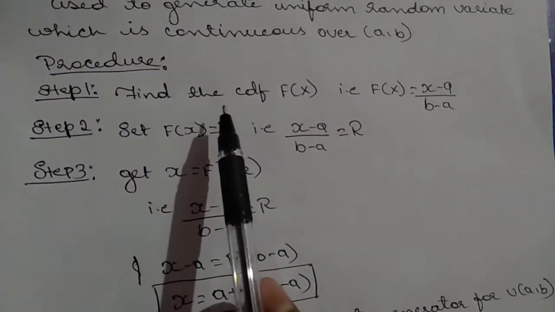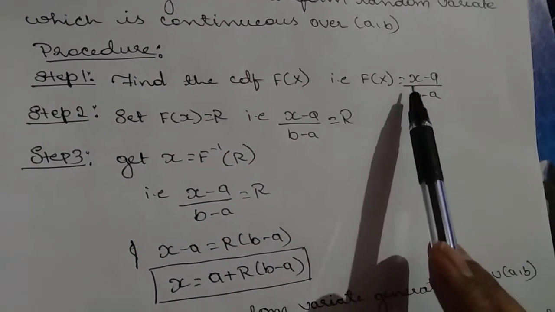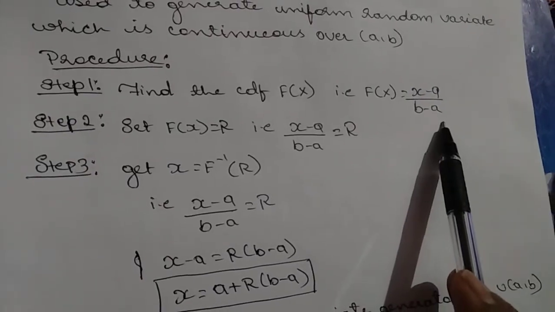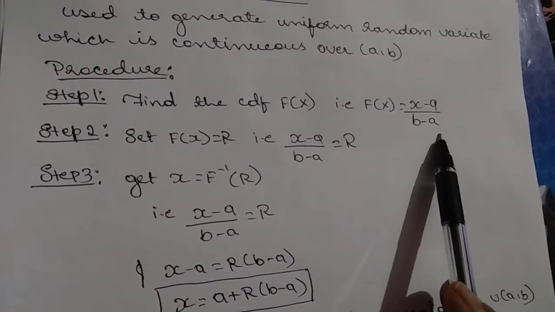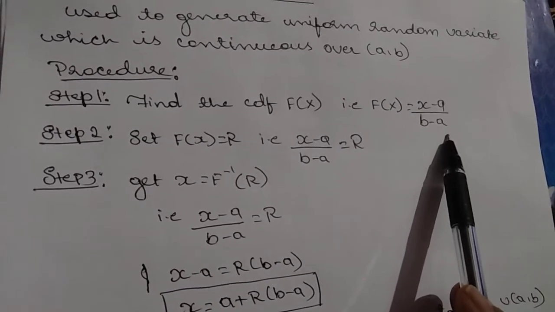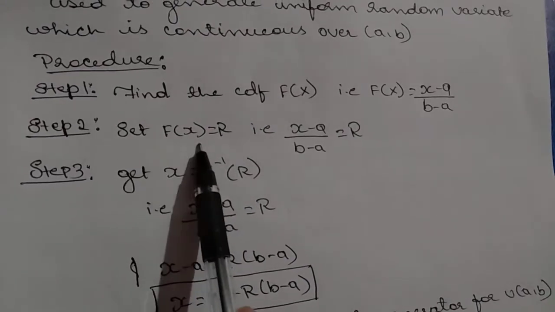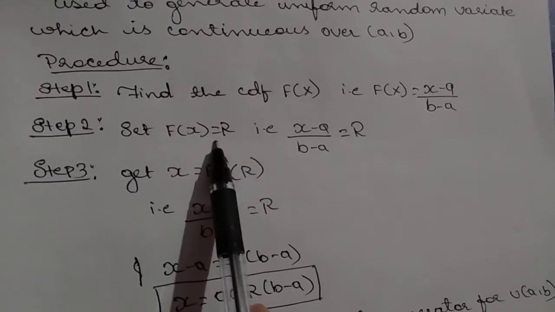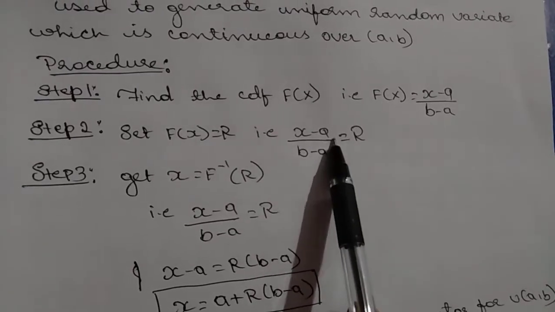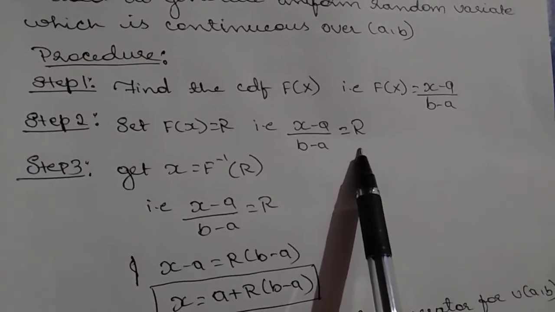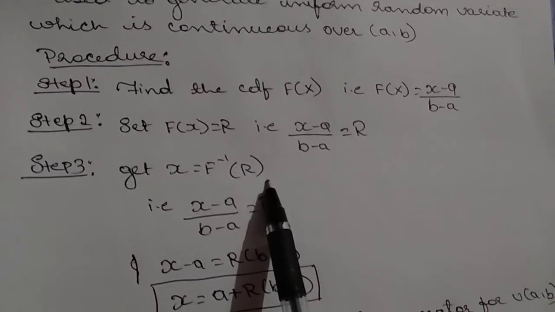Here first you have to find the continuous distribution function f of x. It is given by x minus a divided by b minus a, and r is equal to f of x. In the inverse transform method, you have to denote everything with respect to r, that is r is equal to f of x. F of x is given, we already know. So in place of f of x, I'll write x minus a divided by b minus a is equal to r. This is the inverse function. X is equal to f inverse of r you have to get.